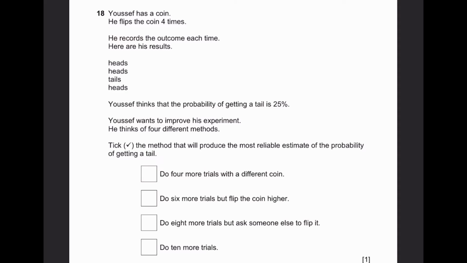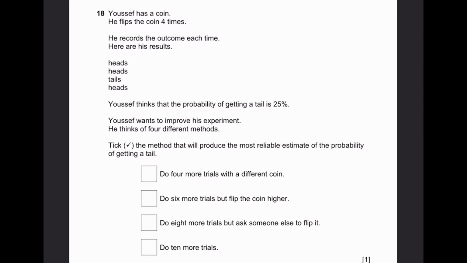Question 18. Yusuf has a coin. He flips the coin 4 times. He records the outcome each time, and here is the results. You have heads, heads, tails, heads. Yusuf thinks that the probability of getting a tail is 25%. Yusuf wants to improve his experiment. He thinks of 4 different methods. Take the method that produces the most reliable estimate of the probability of getting a tail.